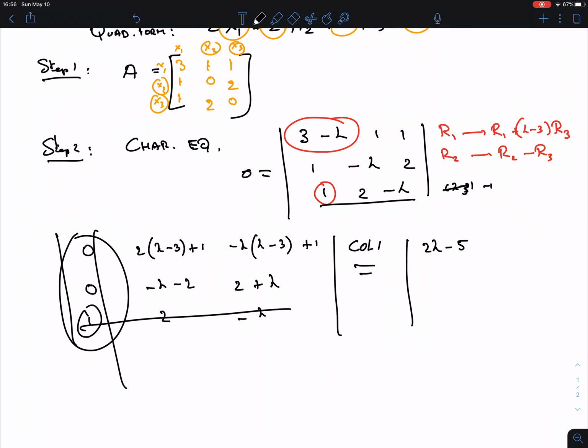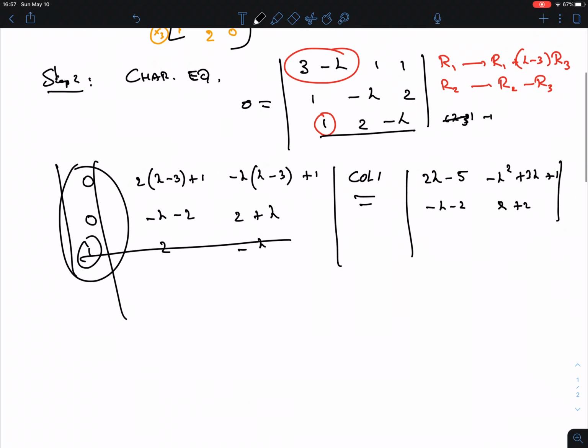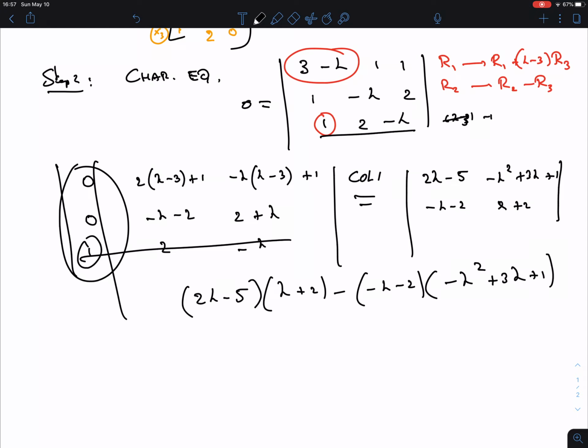Very careful with the negatives and so on here. The other one is minus lambda squared plus 3 lambda plus 1. I get minus lambda minus 2 and lambda plus 2. Now that's a 2 by 2, which I always work out, just the product of the diagonal elements minus the product of the other diagonal elements. There's a lot of minuses here always, so be very careful.